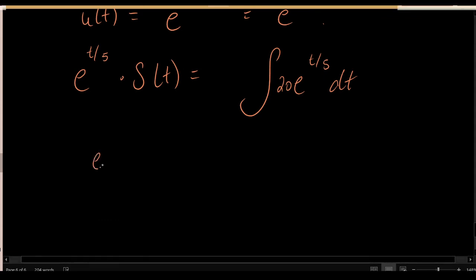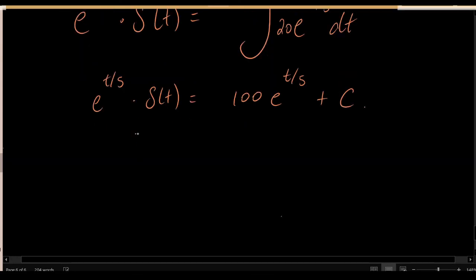So if I integrate that, I get 100 e to the t over 5 plus c, and after dividing both sides by e to the t over 5, this implies that the grams of salt in the tank after t seconds is equal to 100 plus c e to the negative t over 5.